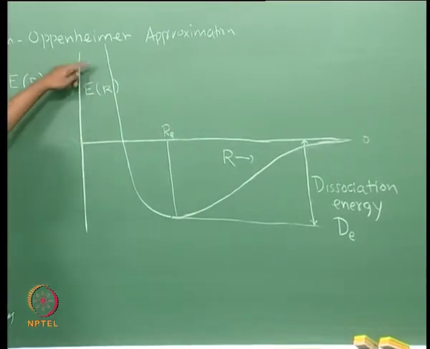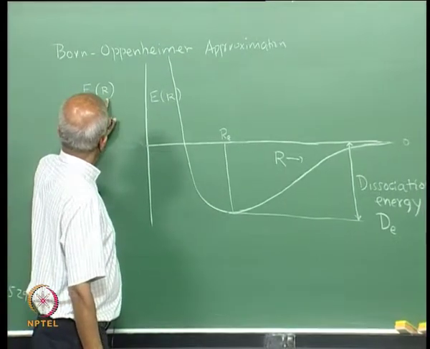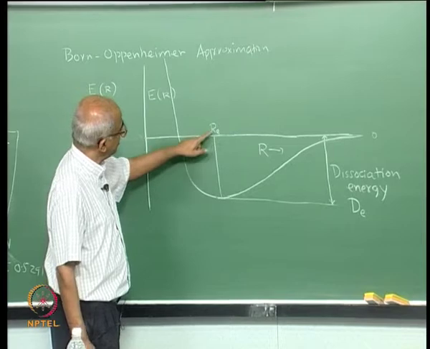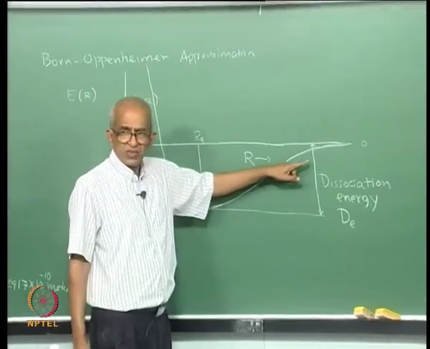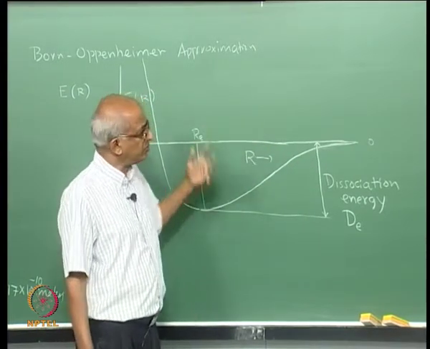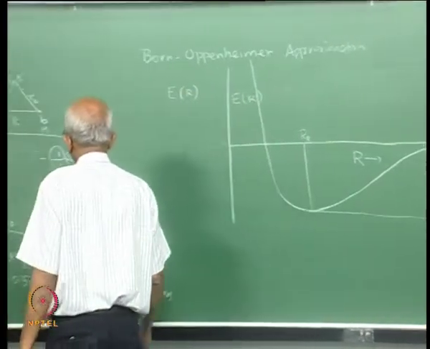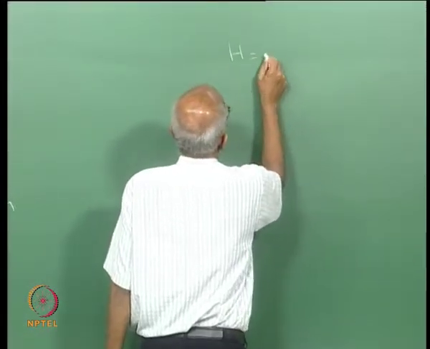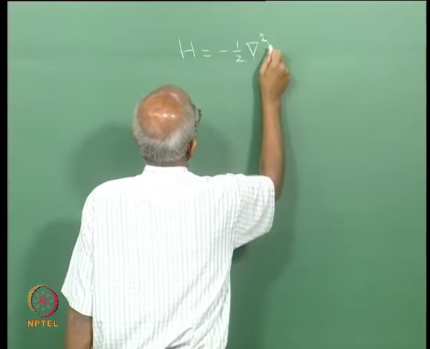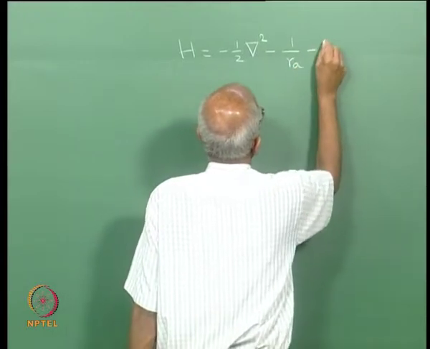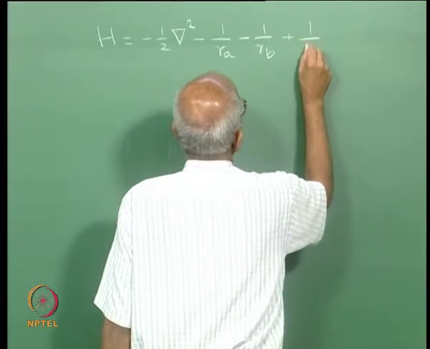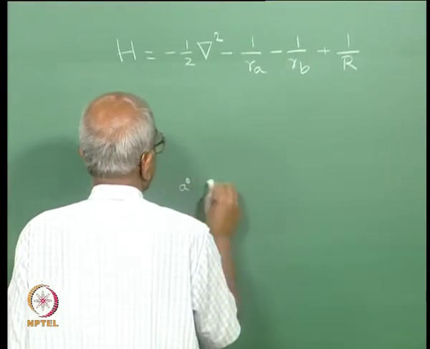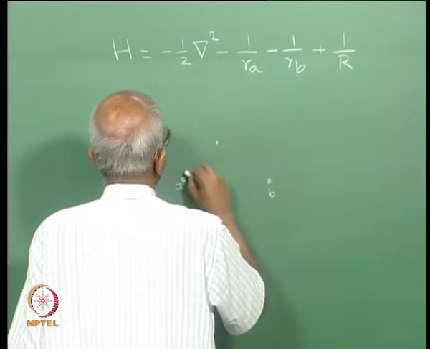So, if you can calculate this curve, what is this curve? This is a plot of the electronic energy of the system as a function of internuclear distance. If I can calculate that, then I can get the equilibrium internuclear distance, I can also get the dissociation energy of the molecule, and therefore, we want to do this, right. So, how will I do that is the question. Let me write the Hamiltonian once again. The Hamiltonian is actually H equal to minus 1 by 2 del square minus 1 by R A minus 1 by R B plus 1 by R. And let me draw this figure once more. I have a nucleus A here, I have a nucleus B here, and there is one electron.